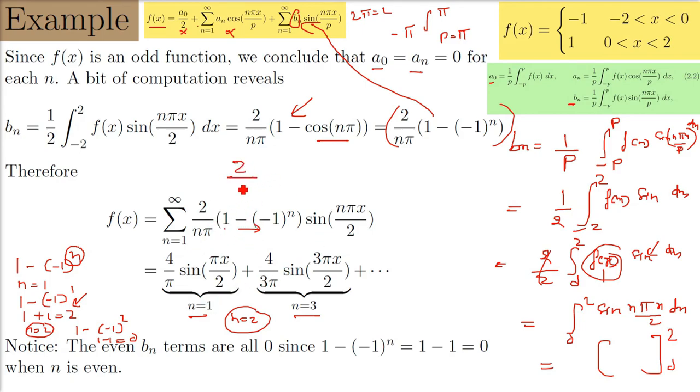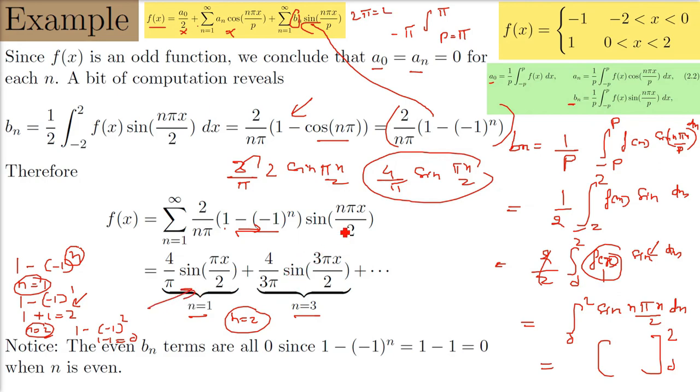So I'm just putting it here, 4 by pi. I'm writing n equals 1 in the actual term: 2 by pi, times 2, sine, and of course 1 minus (minus 1) to the power n is 2. So you get sine(pi x by 2), that is 4 by pi sine(pi x by 2). This is n equals 1. Now you can also write n equals 3, then n equals 5, n equals 7, like this. 2 and 4 will not come. I hope you got the idea. This is how we compute.